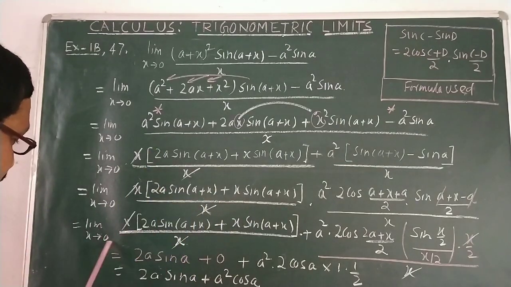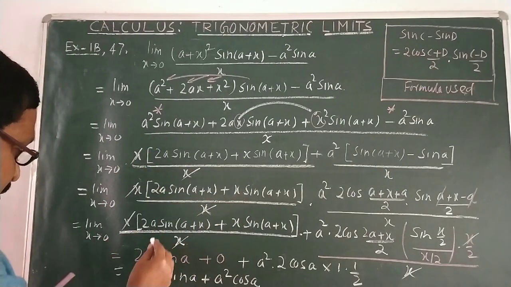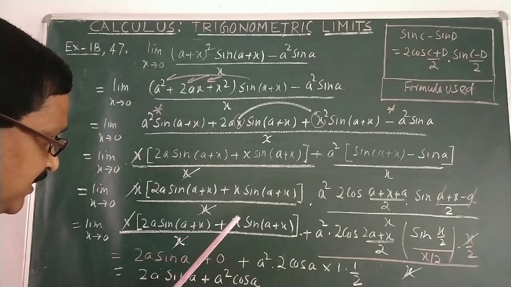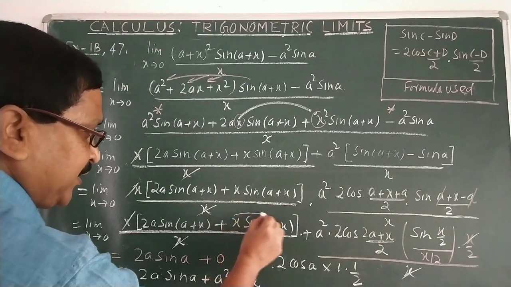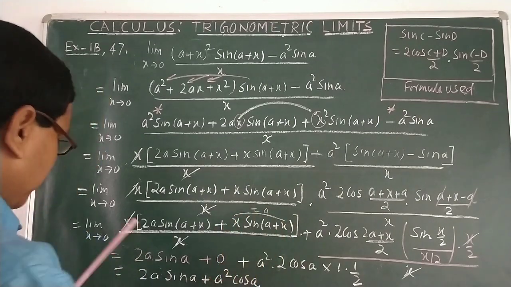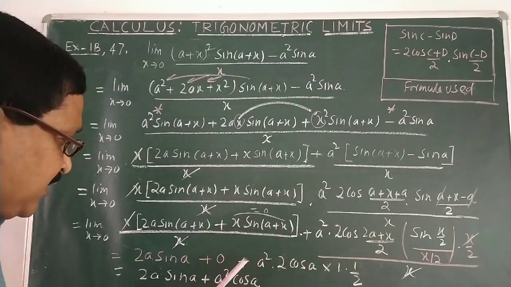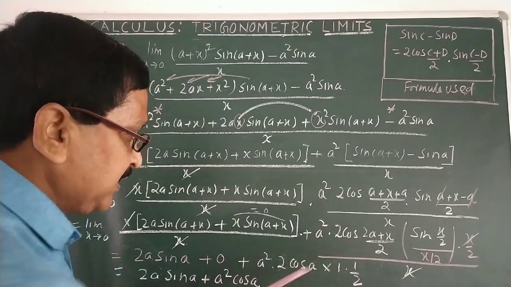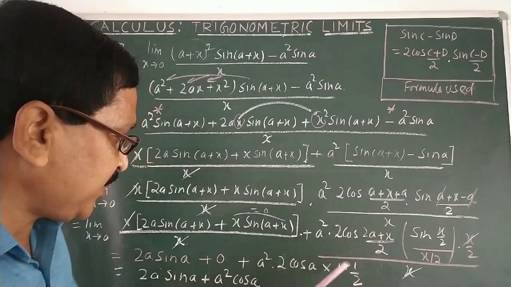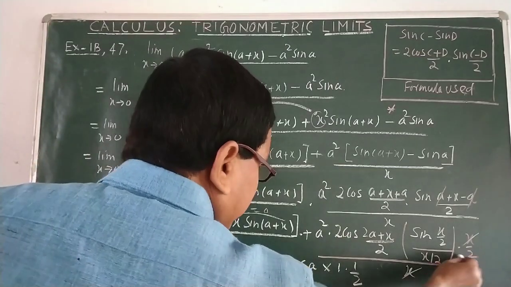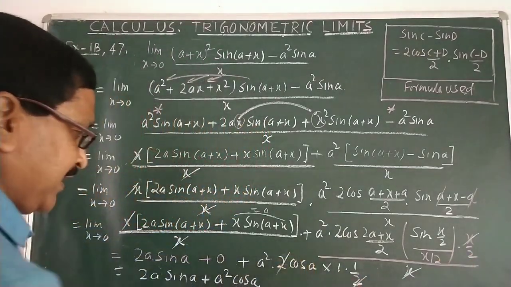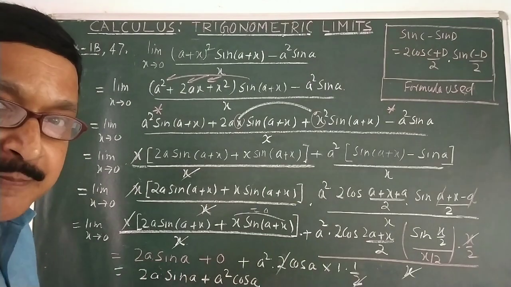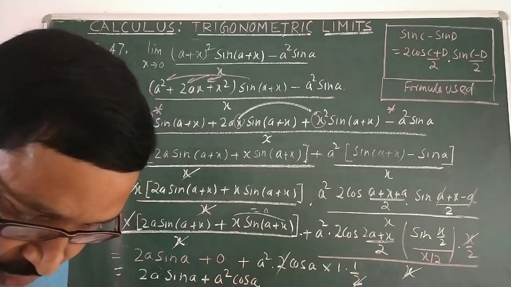Now just put the value x equal to 0. So 2a sin a plus 0 is a plus. This x makes all 0, all 0 due to this x into something is equal to 0. a square, 2 cos, and x is 0. So 2a by 2 is equal to a into 1 by 2. So this 2 and 2 are cancelled. So we are getting 2a sin a plus a square cos a. So this is the answer of the longest question.